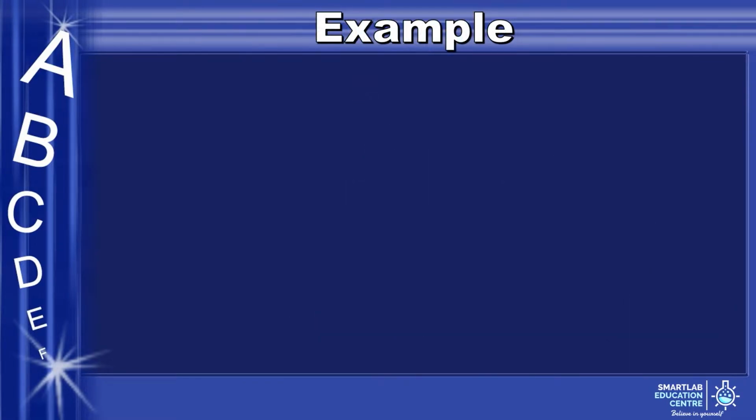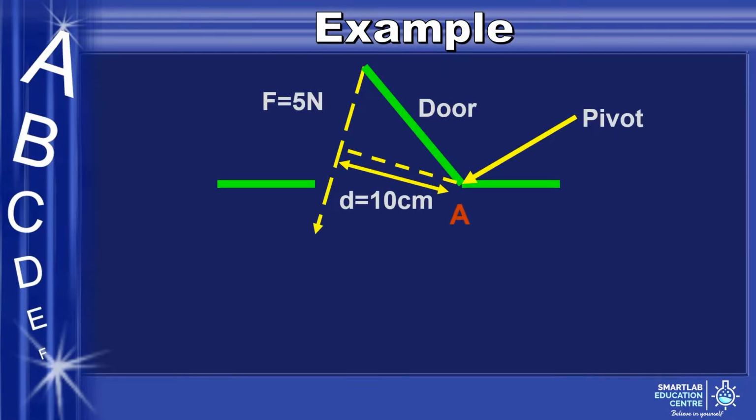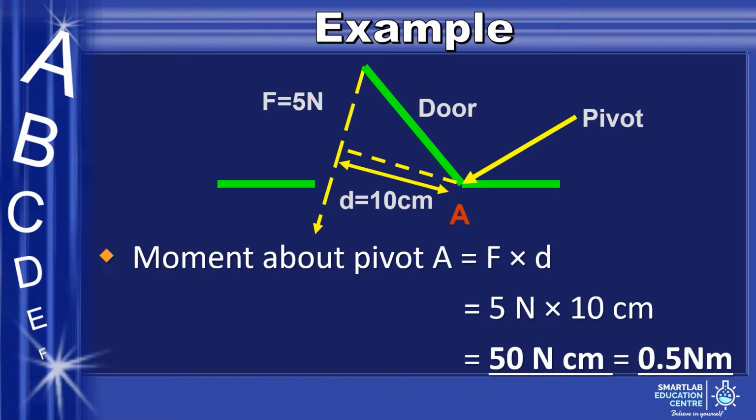Let us try it out. Here we have a door. The force exerted on the door is 5 newtons while the perpendicular distance is 10 centimeters. To calculate the moment, we use the formula and substitute the numbers. Do take note where the perpendicular distance is because some students will indicate it wrongly, such as the length of the door.